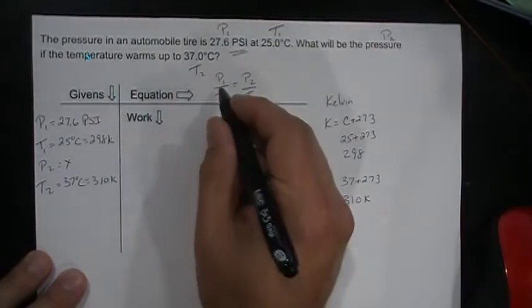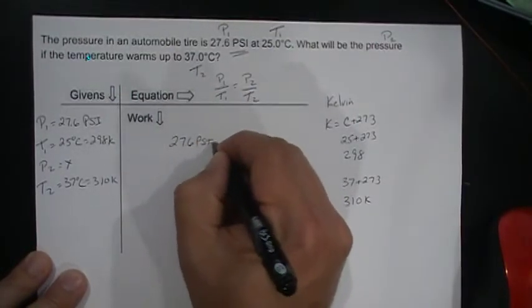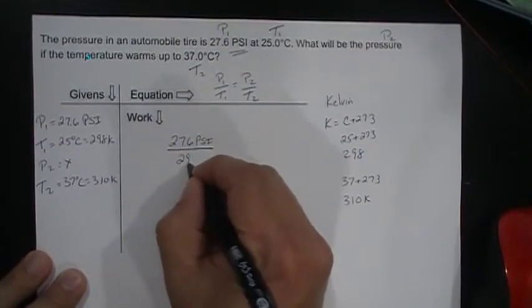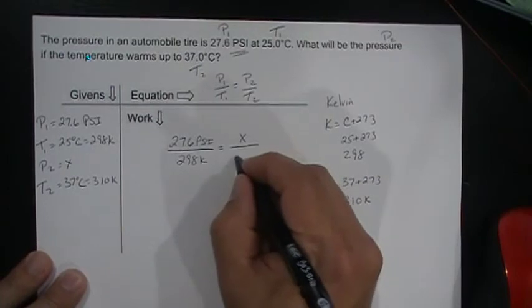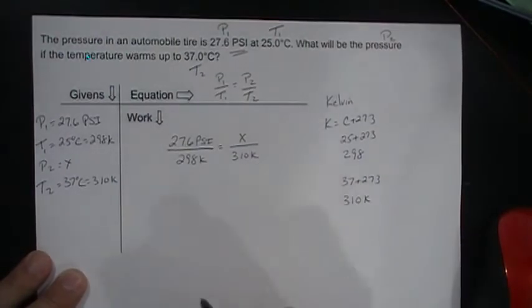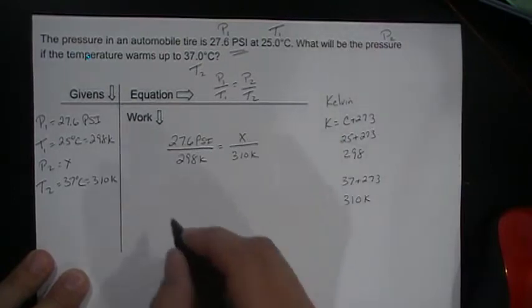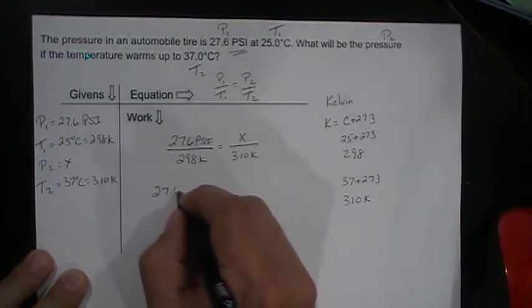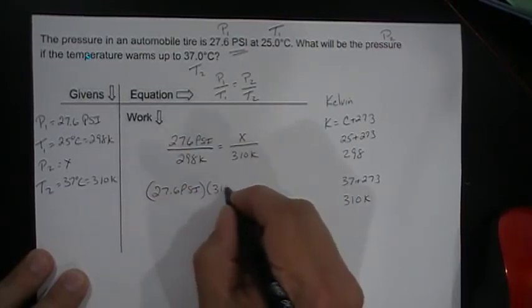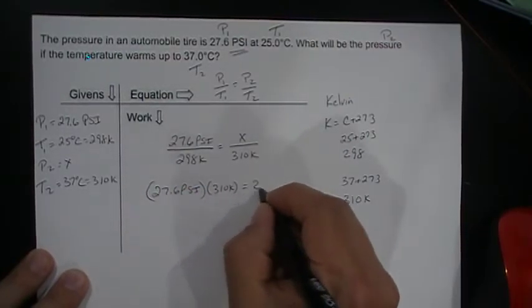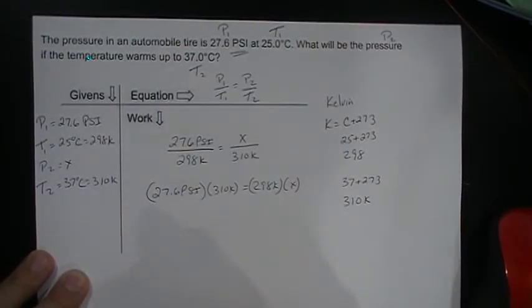Okay, so let's put our values in here. 27.6 psi over 298 Kelvin equals X over 310 Kelvin. Again, it is a proportion, so we're just going to cross multiply and divide. 27.6 psi times 310 Kelvin equals 298 Kelvin times X.